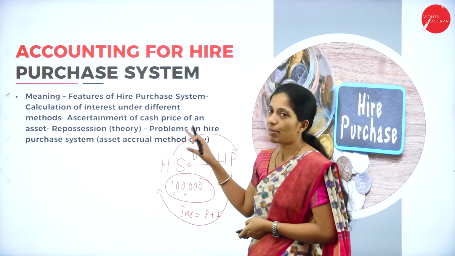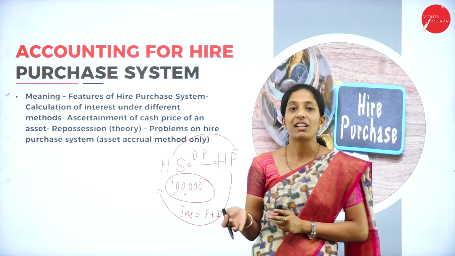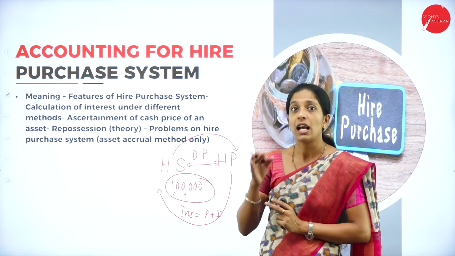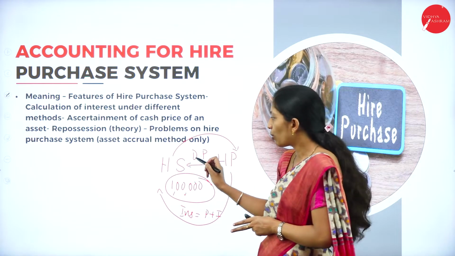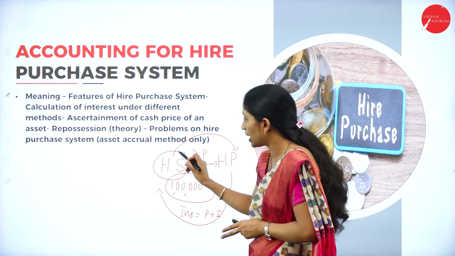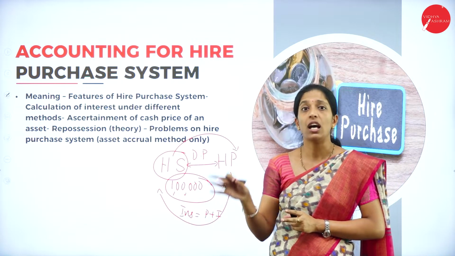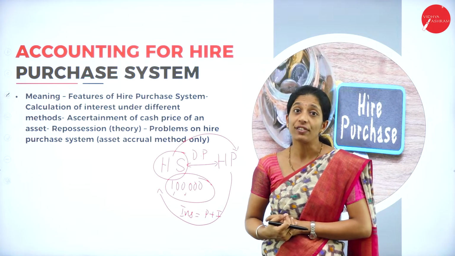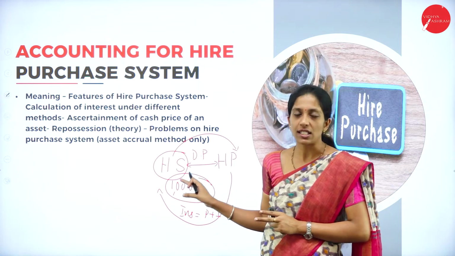This is similar to your next unit, that is, the installment system. There also the payment will be made in installments, but here the ownership of the asset, the ownership of this particular machinery, will be transferred from the hire seller to the hire purchaser only after the payment of the last installment. Okay, so that is the hire purchase system.